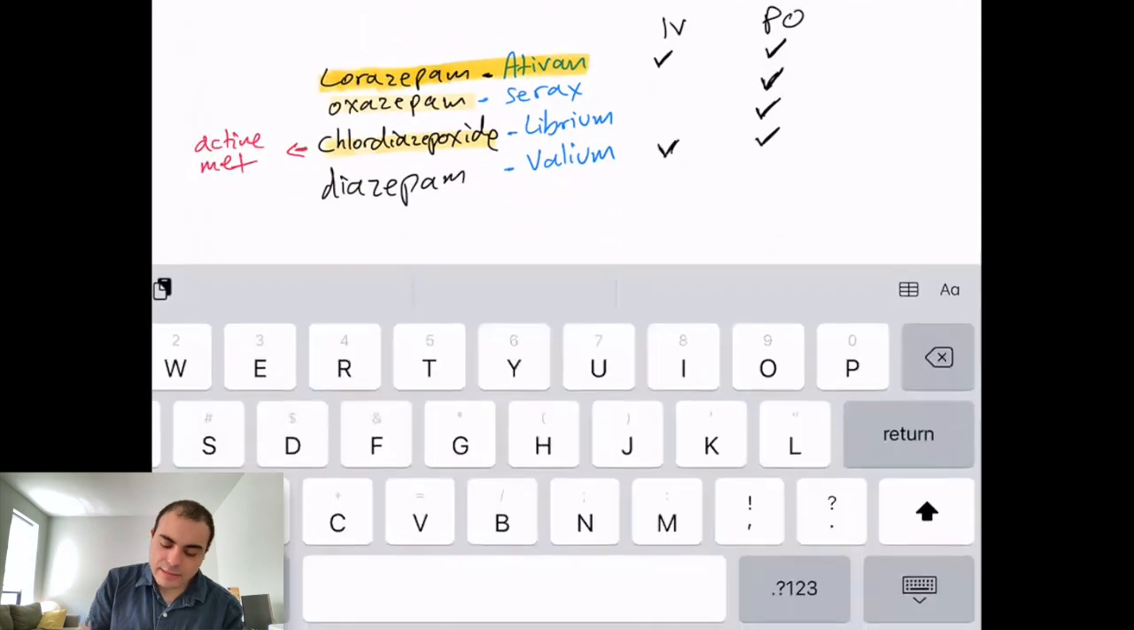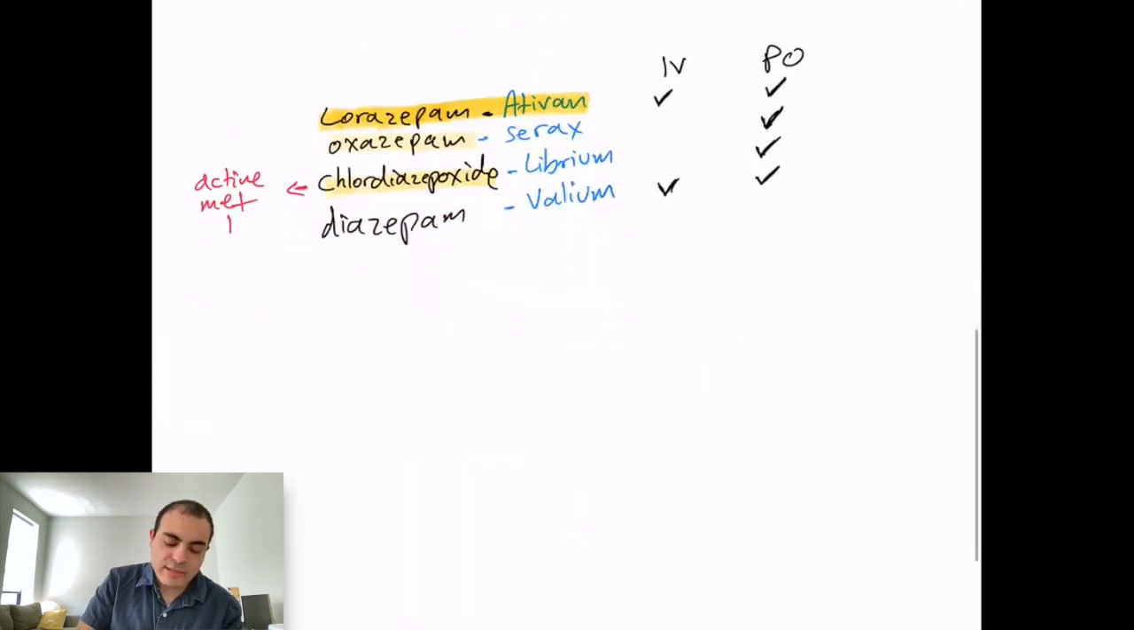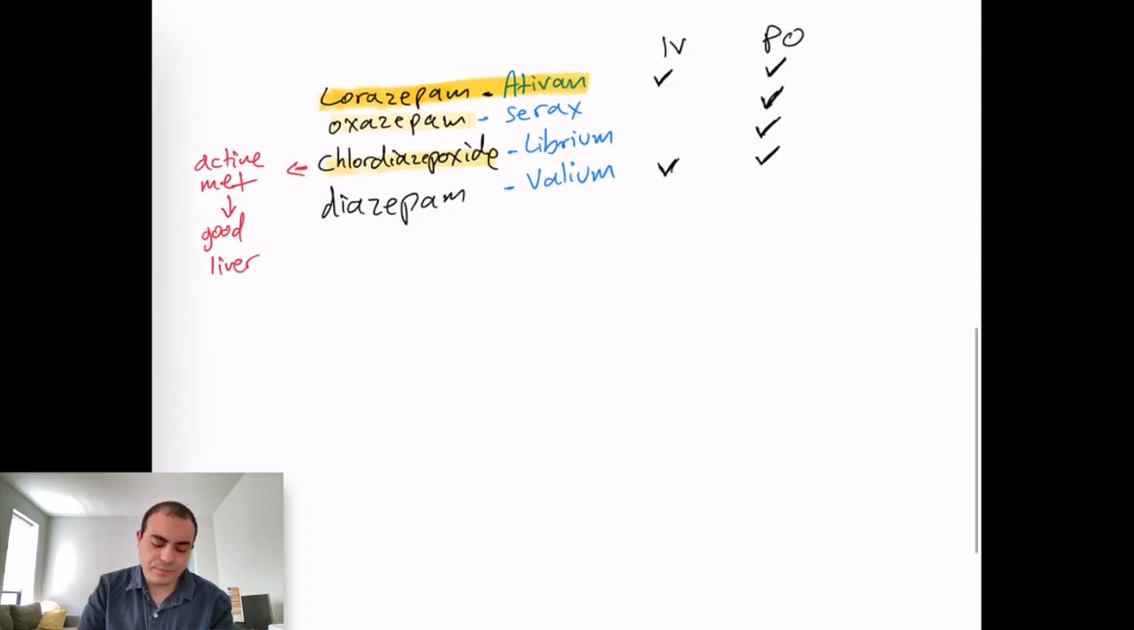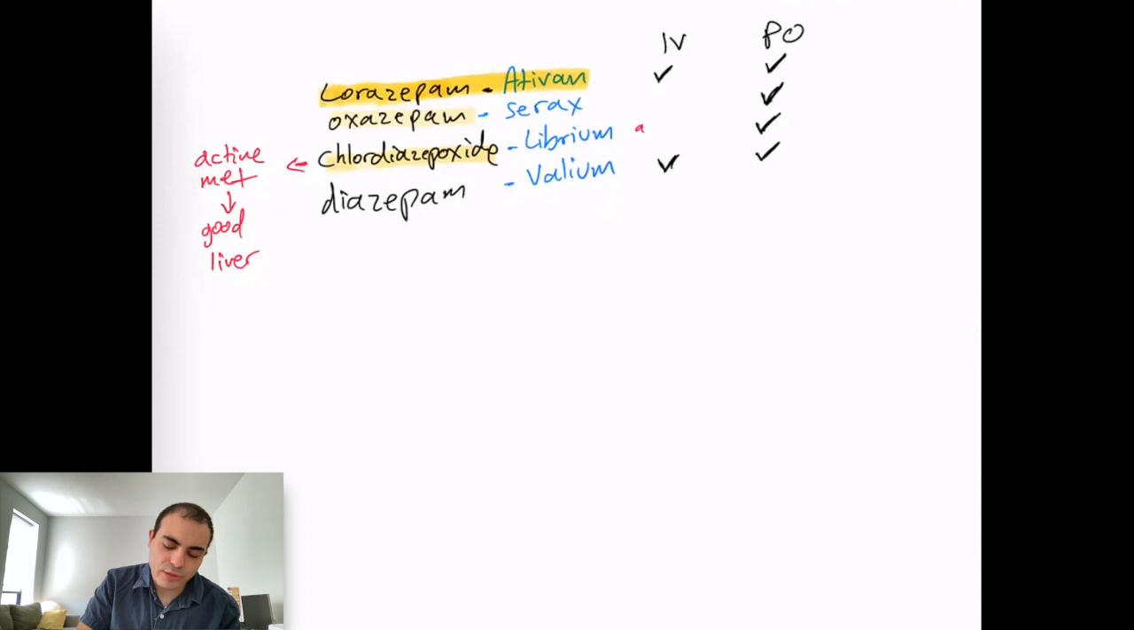and it needs a good liver function. It needs a good liver to work. Otherwise, not to work, to metabolize. Otherwise, there will be prolonged half-life. So just be careful when you're using Librium in people with chronic liver disease, people with alcoholic hepatitis. They say don't use it, essentially, okay? So essentially, this one I would avoid in bad liver.